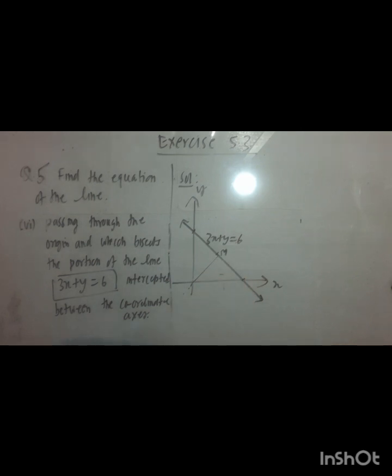So first we will find the two points where this line meets the x and y axes. Then we will find the midpoint of this line, where our line passing through the origin is bisecting it. So you will get one point, and this point and the origin will give a two-point form. Using the two-point form you can determine the equation of this, which is our required line.